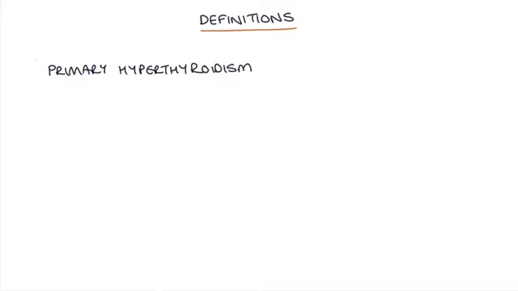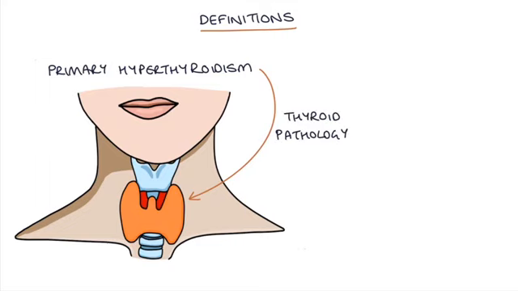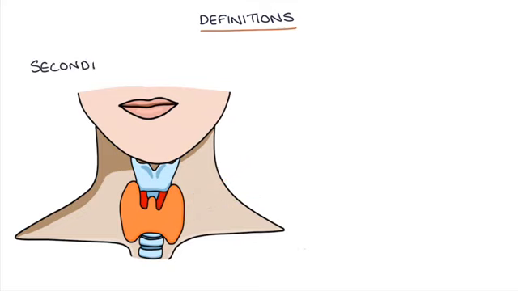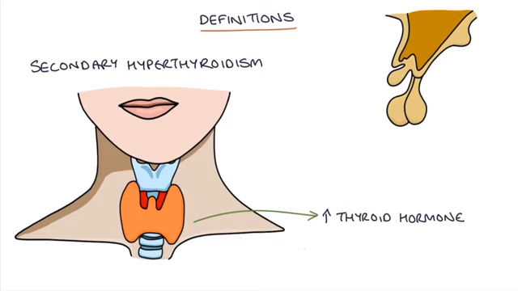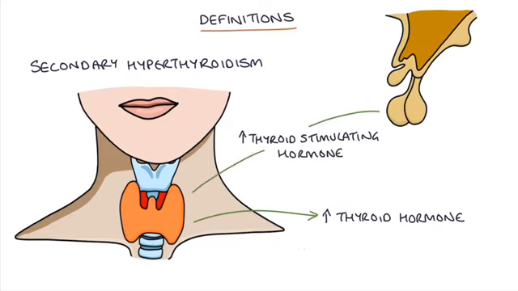Primary hyperthyroidism is due to thyroid pathology, so it's the thyroid itself that's behaving abnormally and producing too much thyroid hormone. Secondary hyperthyroidism is a condition where the thyroid is producing excessive thyroid hormone as a result of overstimulation by thyroid stimulating hormone. So the pathology is in the hypothalamus or the pituitary producing too much TSH, and that's what's causing the high thyroid output.